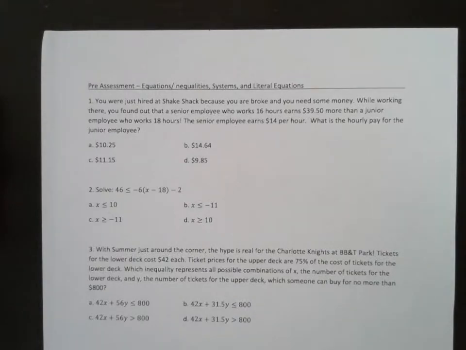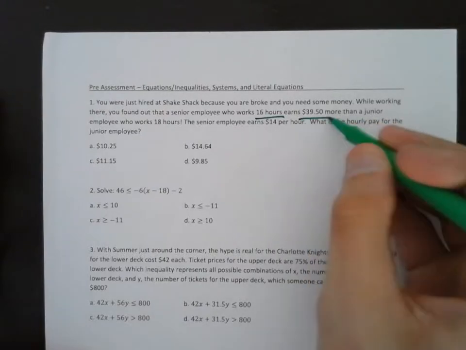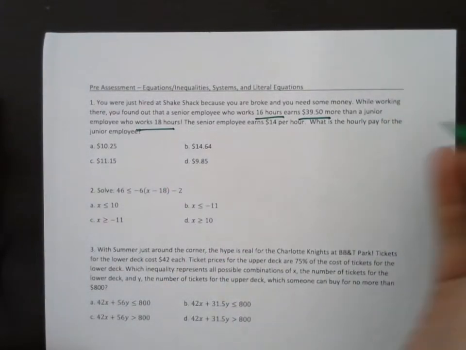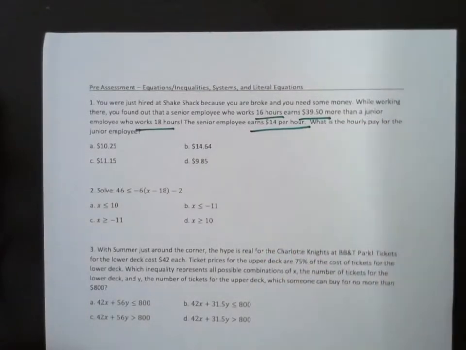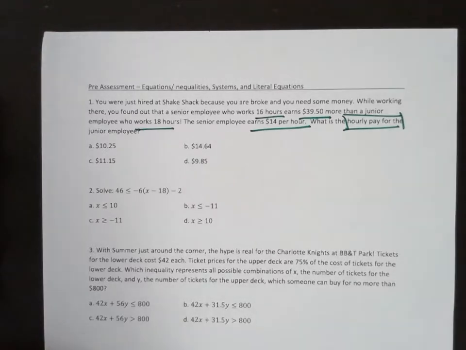So again, number 1 says you were just hired at Shake Shack because you are super broke and you need some money. While working there, you found out that a senior employee who works 16 hours earns $39.50 more than a junior employee who works 18 hours. It says the senior employee earns $14 per hour. Again, what is the hourly pay? We want the hourly pay. So again, it's comparing senior salary to junior salary.